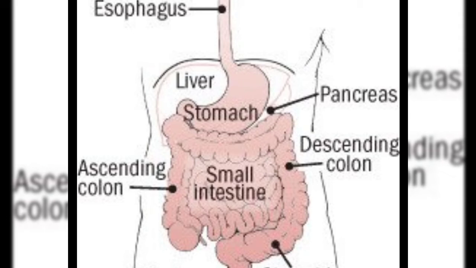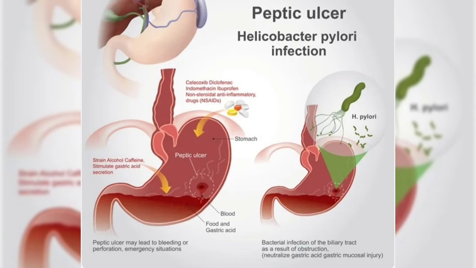Okay, so now that you've had a chance to look over that, let's talk about causes. Common causes of peptic ulcer disease can include the H. pylori bacteria. H. pylori is a bacteria that invades the gastrointestinal tract, causing damage to the protective lining of the stomach and the small intestine.